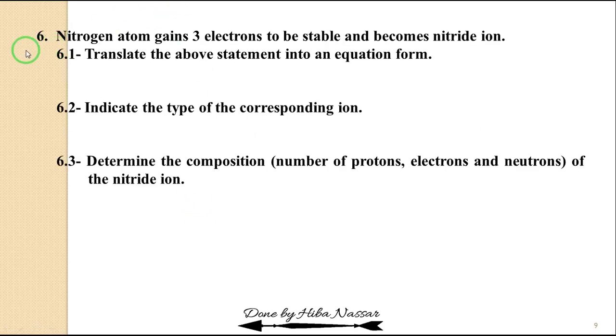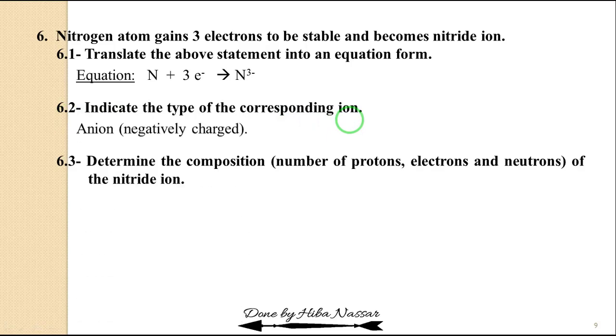Now moving to question number 6, nitrogen atom now gains 3 electrons to be stable and becomes nitride ion. 6.1. Translate the above statement into an equation form. So we can say that nitrogen atom with the symbol capital letter N plus 3 electrons, since it gains 3 electrons to give N3 minus. 6.2. Indicate the type of the corresponding ion. It's an anion, which is negatively charged.